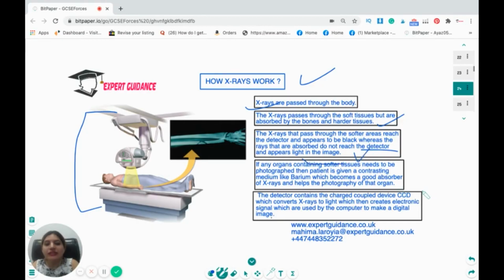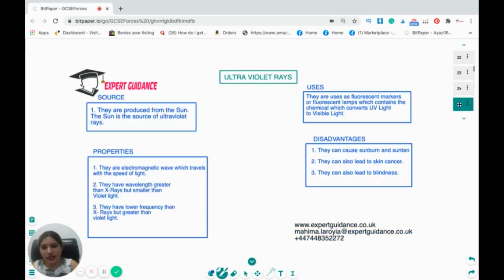If an organ containing softer tissues needs to be photographed, then the patient is given a contrast medium like barium, which becomes a good absorber of X-rays and helps the photography of that organ. The detector contains a charge-coupled device which converts X-rays to light, which then creates electronic signals that are used by the computer to make the digital image. So remember that X-rays pass through the softer areas and appear black, whereas they are absorbed by the harder areas, do not reach the detector, and appear light in the image.